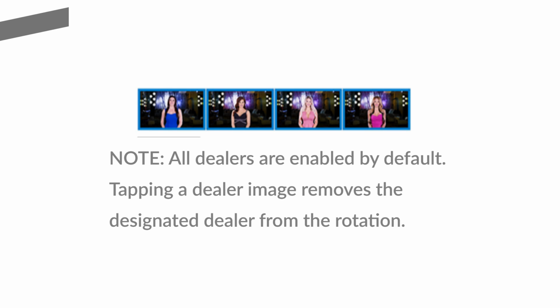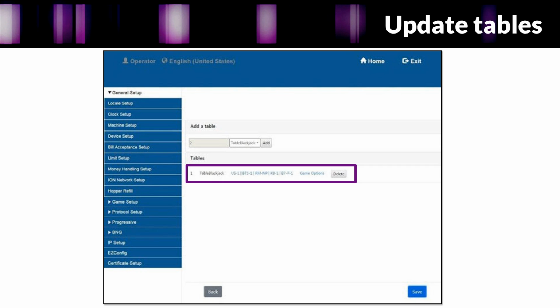Note, all dealers are enabled by default. Tapping a dealer image removes the designated dealer from the rotation. The Add a Table page updates the Tables section. To return to the Paytable configuration page, tap the Table Configuration link. To return to the Game Options page, tap the Game Options link.